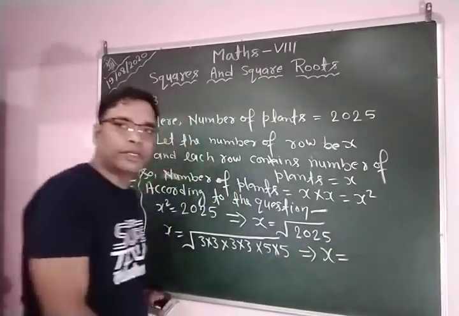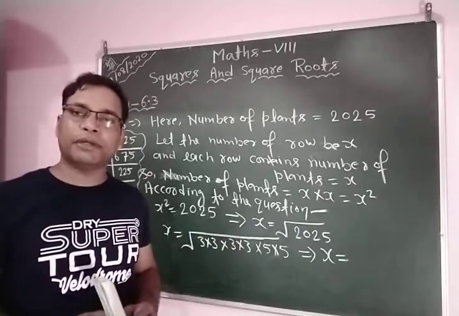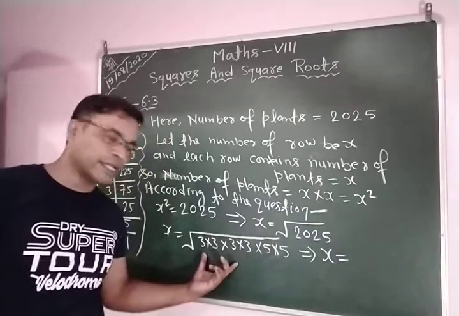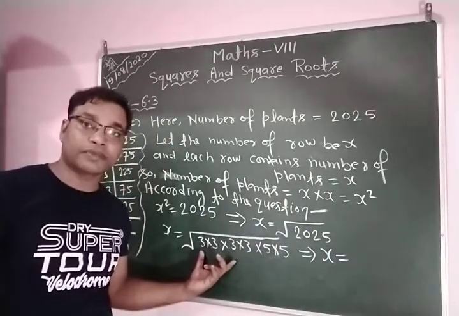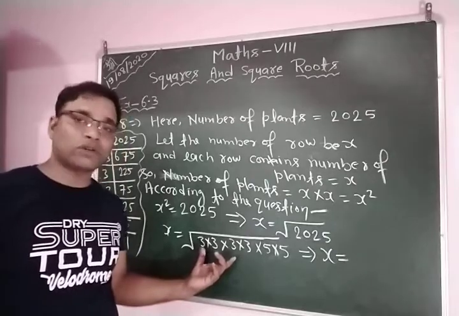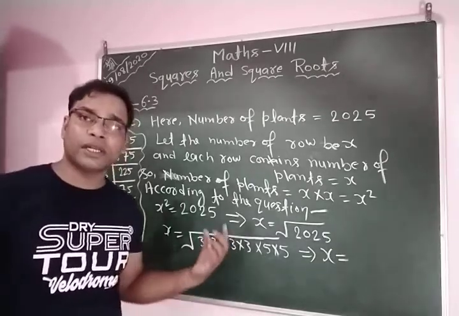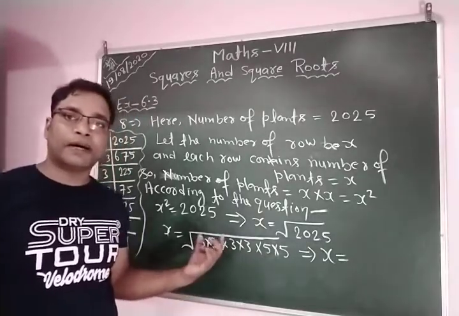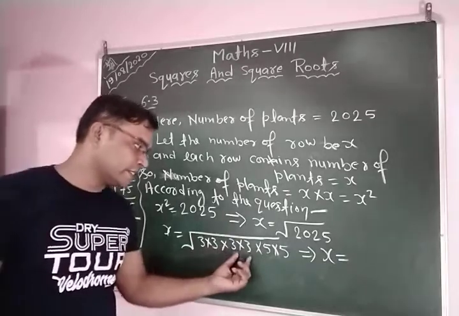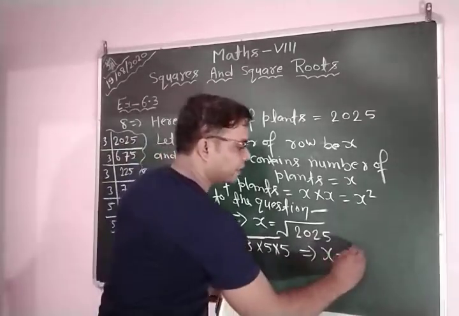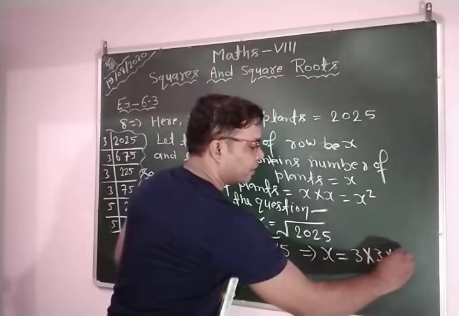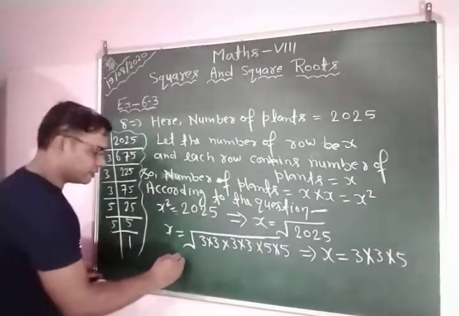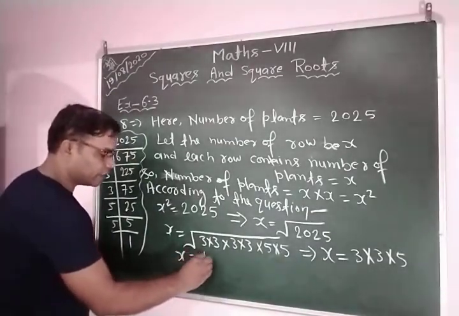For the square root of 2025, we express 2025 as a product of prime numbers, and we take one prime number from each pair. So here we have 3, here 3, and here 5. In this way you can write 3 into 3 into 5. 3 times 3 is 9, into 5 is 45. So the value of x is equal to 45.